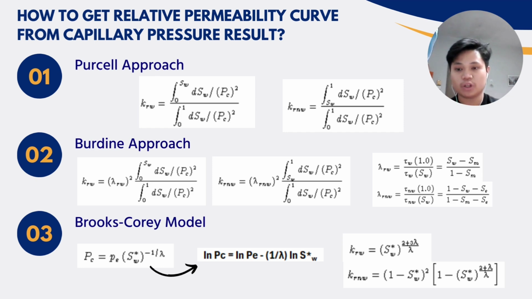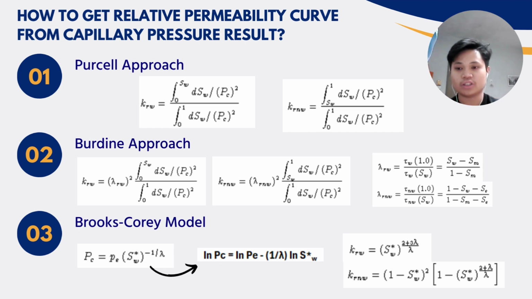And by considering them in the integral calculation, we can obtain several data points for KRW and KRNW. By using the same steps applied above, we can plot KRW and KRNW against water saturation SW to obtain the relative permeability curve for the Burdine approach.